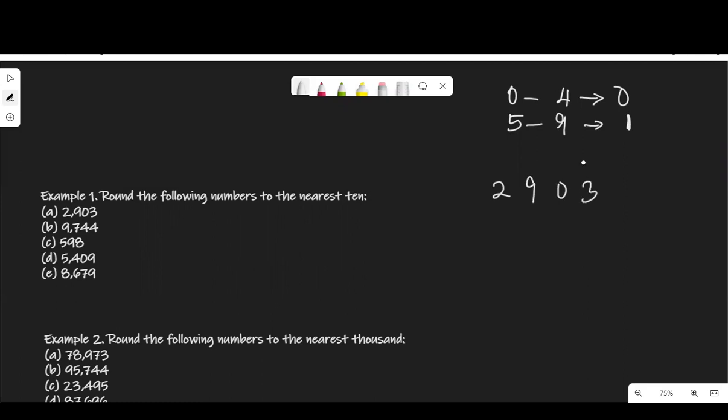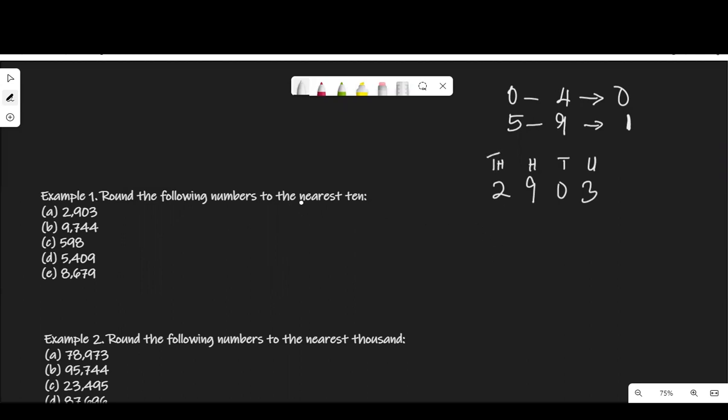2,903. The easiest way to approach this is to write each of the digits in terms of their place value. The place value of 3 is unit. The place value of 0 is tens. The place value of 9 is 100. The place value of 2 is 1,000.